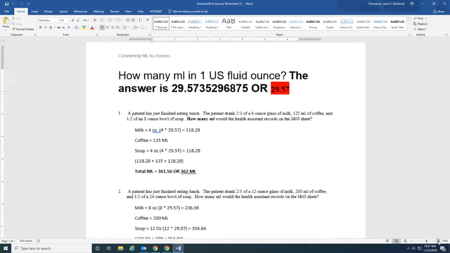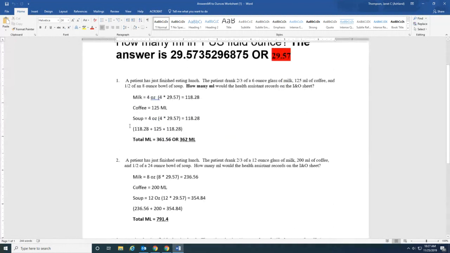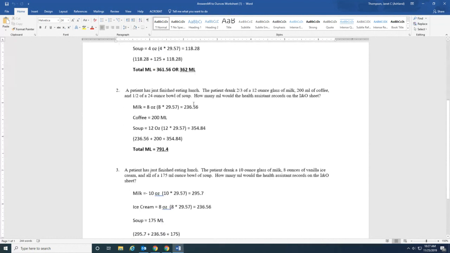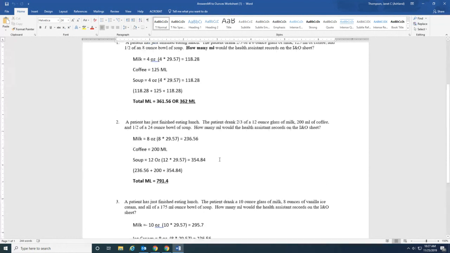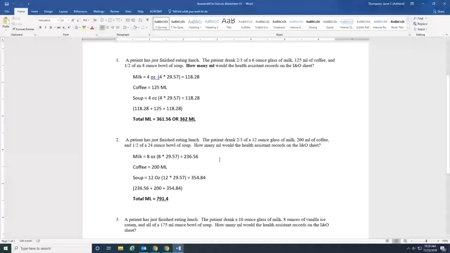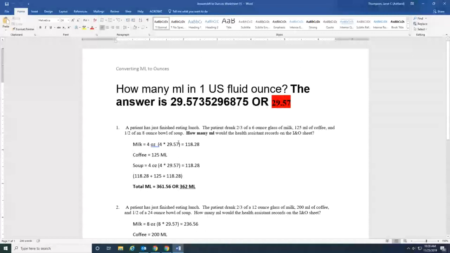So I just did on the worksheet, I put some scenarios, and I went ahead and did the math here, and I won't go over this per se. I will let you print this out and review the question and the math and how you got to the correct answer. So there's 3 different scenarios. And you will see some questions on that. So that's converting milliliters to ounces.